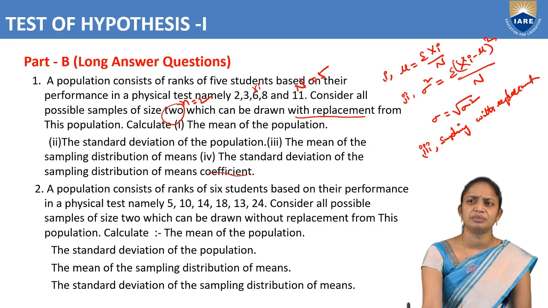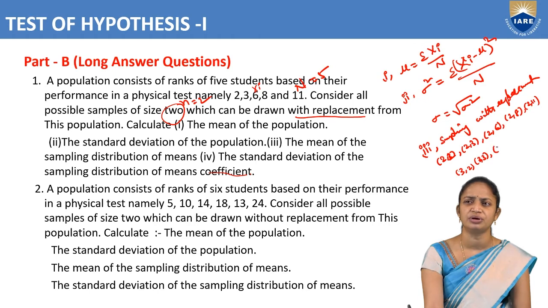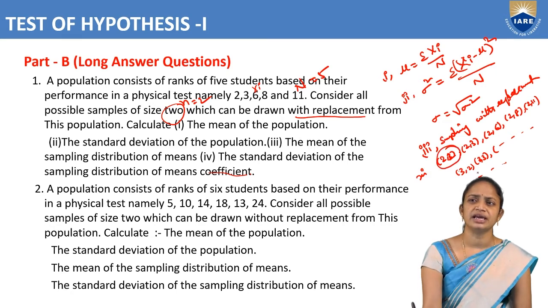So sampling with replacement means here we have to take 2, 3. With replacement means we have to take both the values, that is 2, 2, 2, 3, 2, 6, 2, 8, 2, 11. Like that we have to take 3, 2, 3, 3, every value, 3, 3, 3, 4. Like that we have to take. So these are all xi values. But we need to find xi bars. We have to take the average of those values.